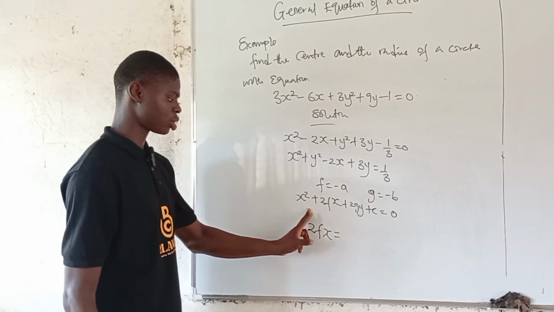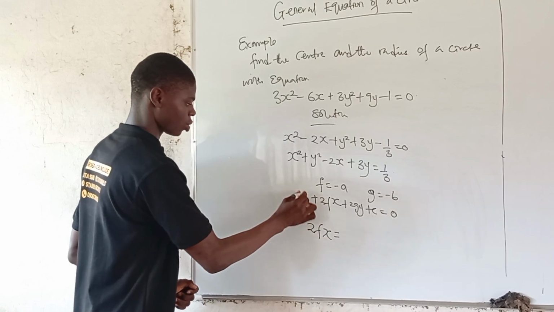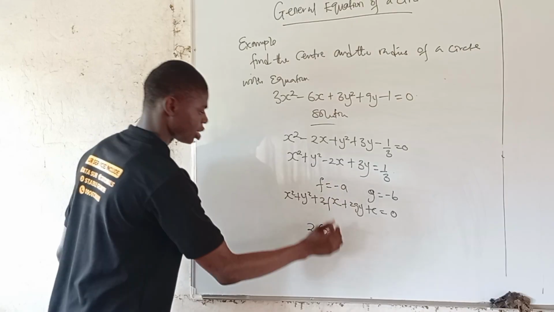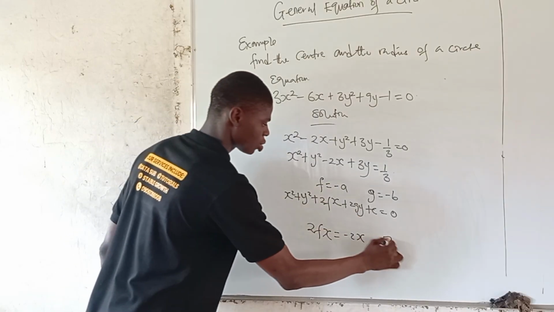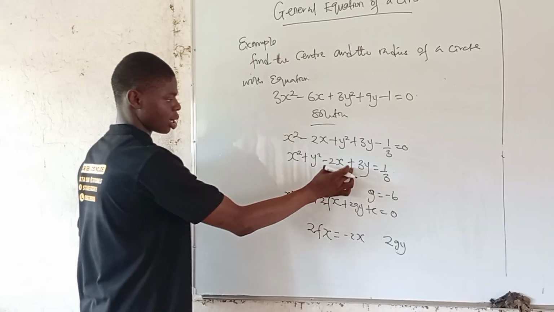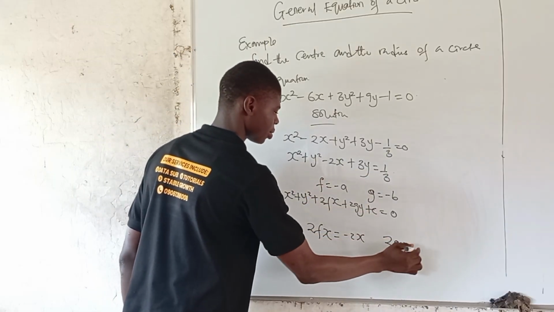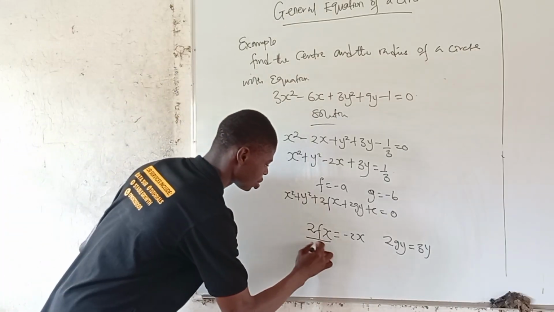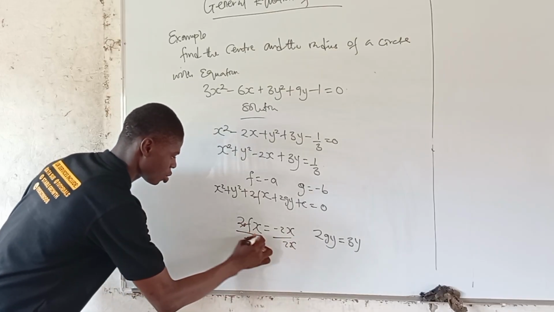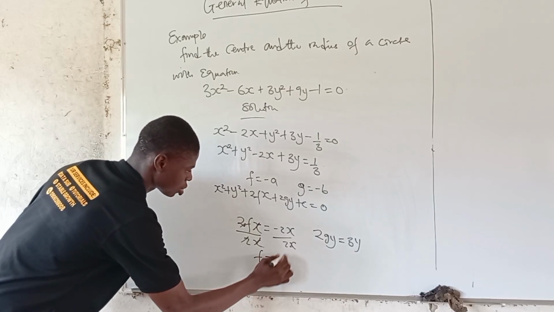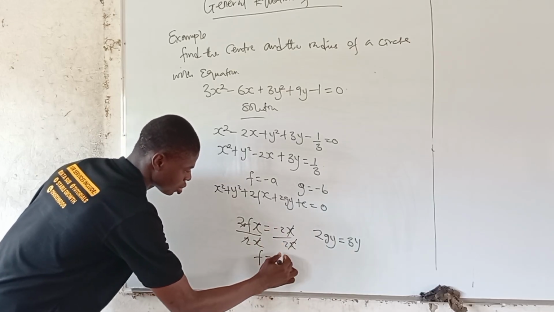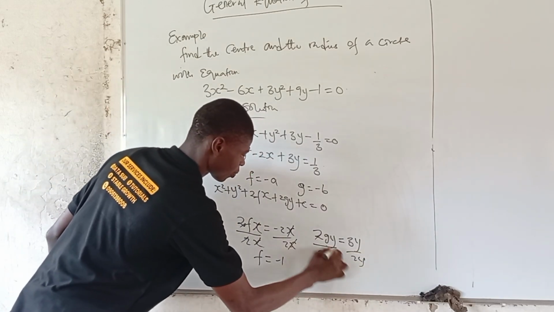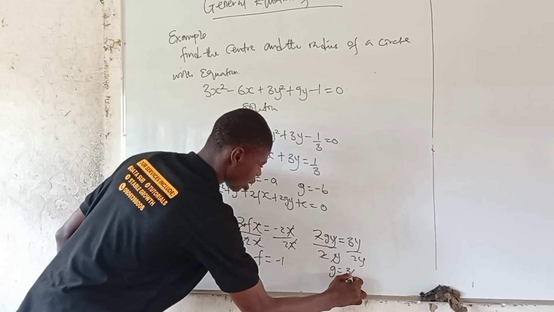All right, having an equation this way, y squared. So we have 2fx, comparing 2fx and negative 2x, and comparing 2gy and positive 3y. Remember, we're getting a value for f here. You want to divide through by 2x. So our value for f becomes minus 2 over 2, which is minus 1. Dividing all through by 2y, g becomes 3 over 2.